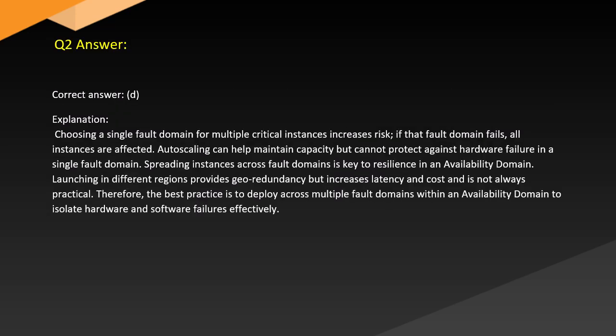Answer. Correct answer: D. Explanation. Choosing a single fault domain for multiple critical instances increases risk. If that fault domain fails, all instances are affected. Auto-scaling can help maintain capacity but cannot protect against hardware failure in a single fault domain. Spreading instances across fault domains is key to resilience in an availability domain.